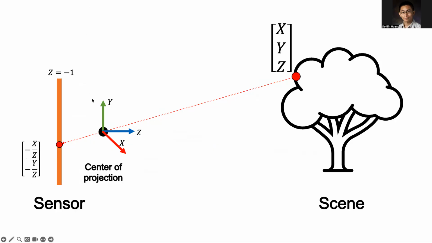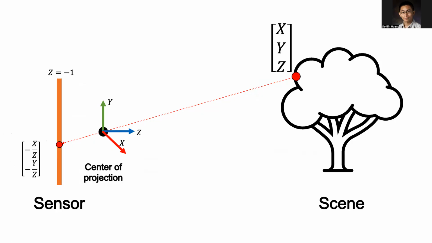Yeah. If you look at this, there's a triangle here, and there's a triangle here. Because their angles are all the same, it's a similar triangle, which means the ratio between the lengths is the same. So you can write this down with z divided by x, and it will get you this solution. So you have minus x divided by z and minus y divided by z.